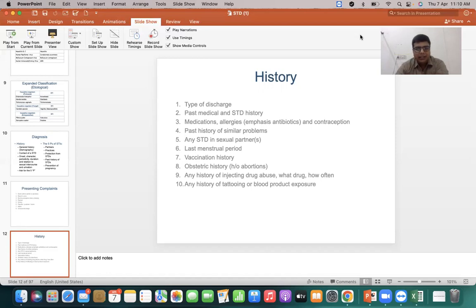Ask whether the partner is affected by the same STD or not, the last menstruation history, obstetric history, any abortion history, any history of tattooing or blood product exposure, which can cause HIV, and any history of drug abuse. If the patient is a drug addict, these people are prone to STI.